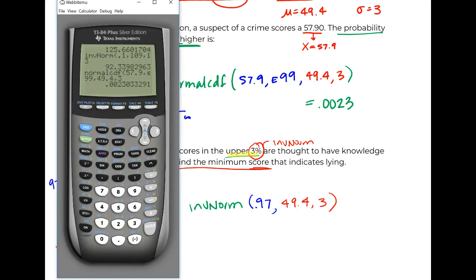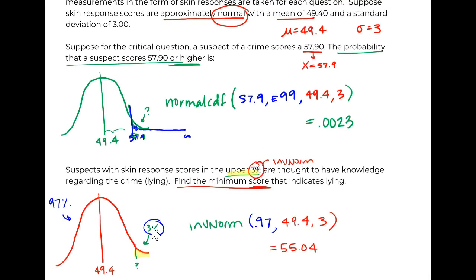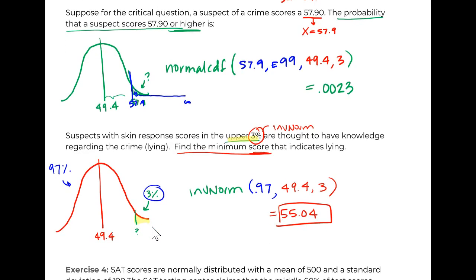So let's go ahead and see what this one would be. 0.97, comma, 49.4, comma 3. Gives us out 55.04. I want to double check, but it doesn't appear that there are any units here for this lie detector, so we can go ahead and box this up. So if their scores are above a 55.04, we would say they're lying. And just to look back, this person was well above that, so they definitely were lying, which goes along with how unusual that score was, as we saw.